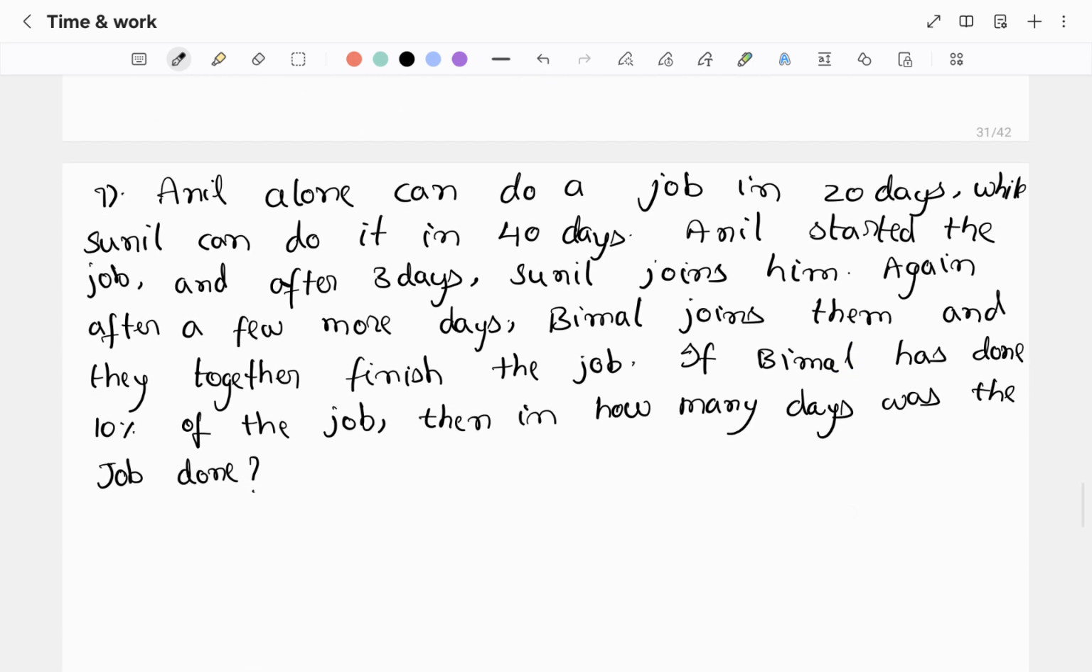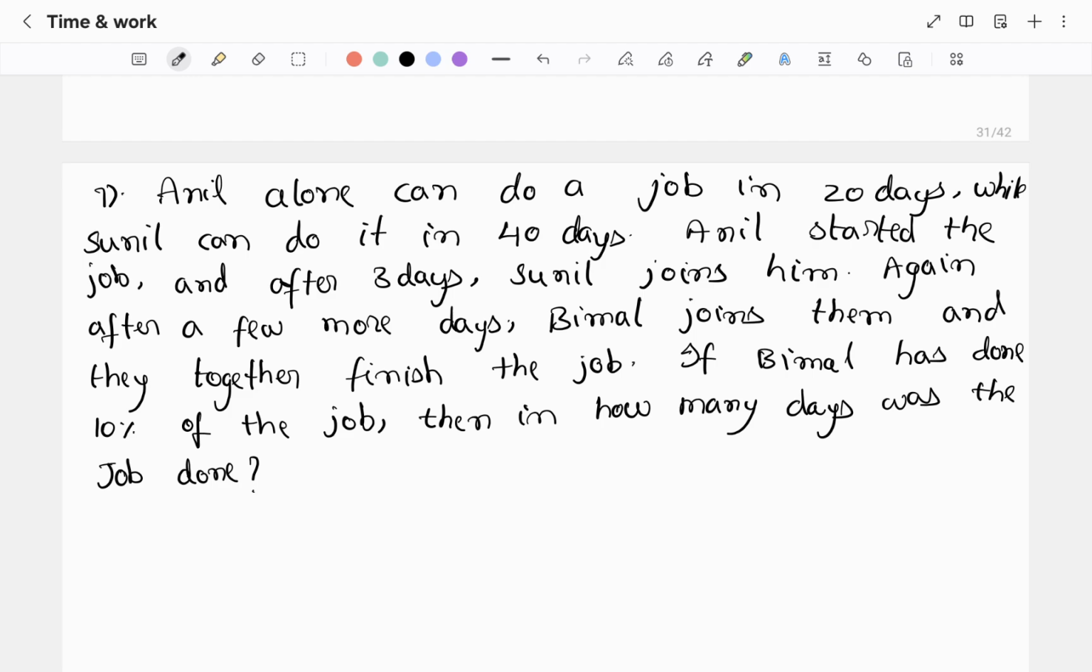Anil alone can do a job in 20 days, while Sunil can do it in 40 days. Anil started the job and after 3 days Sunil joins him. Again after a few more days, Bimal joins them, and together they finish the job. If Bimal has done 10% of the job, then in how many days was the job done?